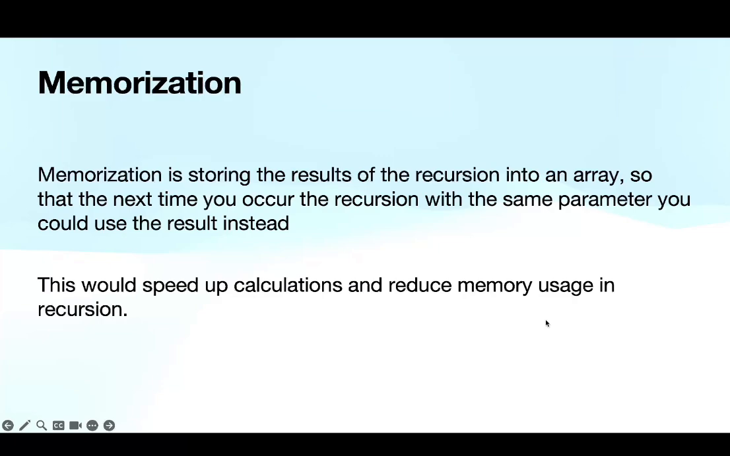Another important aspect of recursion is memoization, which is storing the result of the recursion in an array, so that the next time you call the recursion with the same parameter, you can use the stored result instead. This will speed up calculations and reduce memory usage in recursion. So for example, for the Fibonacci sequence, every time we calculate a number, like n-1, n-2, we can store it in an array. So when we calculate it again, because we have two recursions that add together, we could just use the stored value directly instead of going through recursion all over again. So this will really speed up the process.